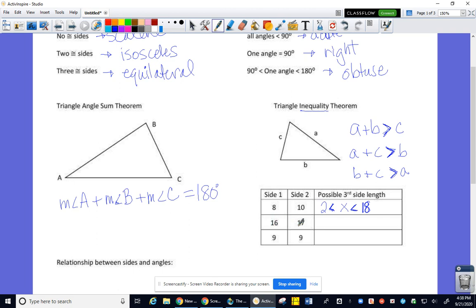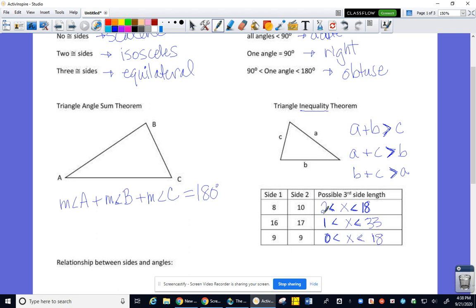Okay, 16 and 7, if we subtract them, we get a side length of 1 as the smallest possible. And if we add them together, it cannot be any bigger than 33. So the range of values, right, the possible third side length, can be anything in between these two numbers. Ooh, 9 and 9, 0? Could we possibly have a side length of 0? No, we can't. It has to be bigger than 0, which is why we have the bigger than symbol. And it has to be less than 18.